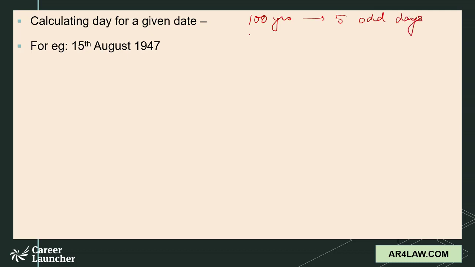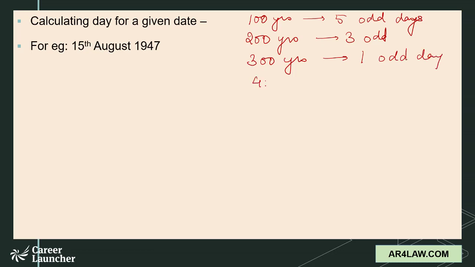The first 200 years after a leap century gives us 3 odd days, and the first 300 years after any leap century gives us 1 odd day, and 400 years give us 0 odd days. I'm sure this particular information or data is with you all.